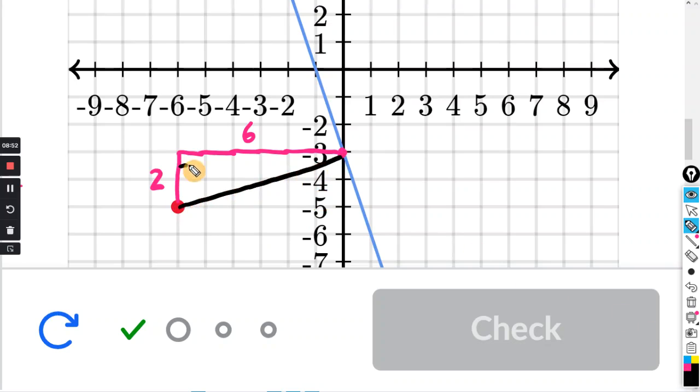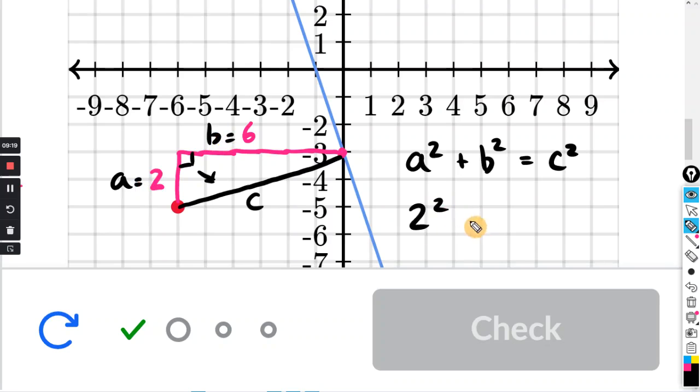Okay, so this is going to be a right triangle that I just constructed. The side across from the right angle, that's always going to be C. So if we do a squared plus b squared equals c squared, a and b, it doesn't matter which is which. So I can let a equal 2 and b equal 6. So that's going to be 2 squared plus 6 squared equals c squared.